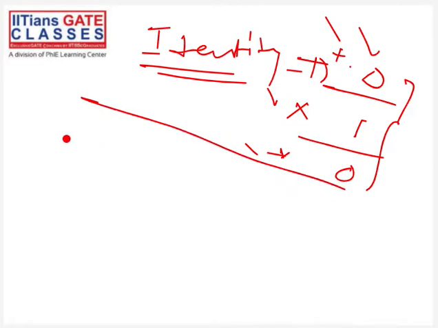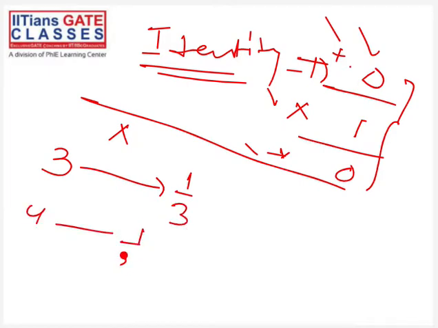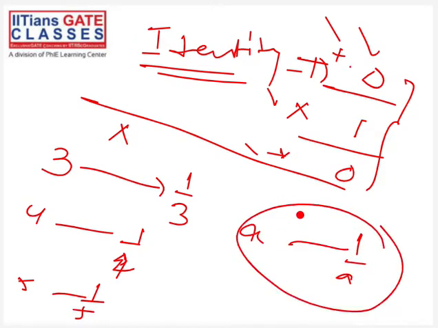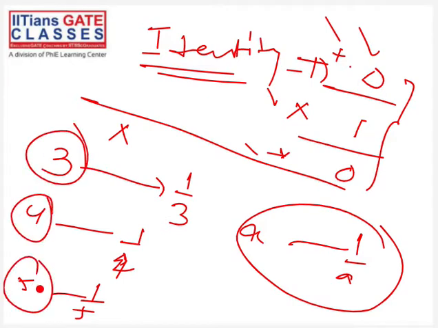But what about this inverse? This inverse depends on the element you are taking. For example, for this multiplication operation, the inverse of 3 will be 1 by 3, the inverse of 4 will be 1 by 4, the inverse of 5 will be 1 by 5. So basically the inverse of a will be 1 by a. So you can see this inverse is depending on the element you are taking. But this identity element is fixed for some operation and the base set.